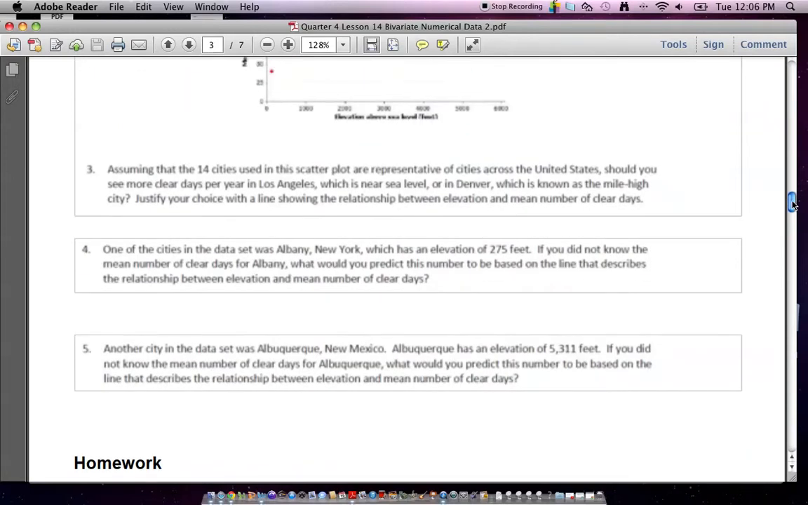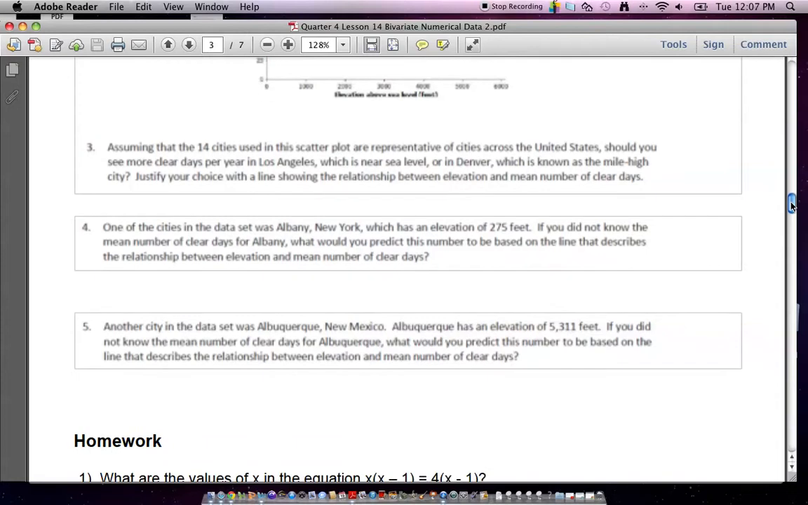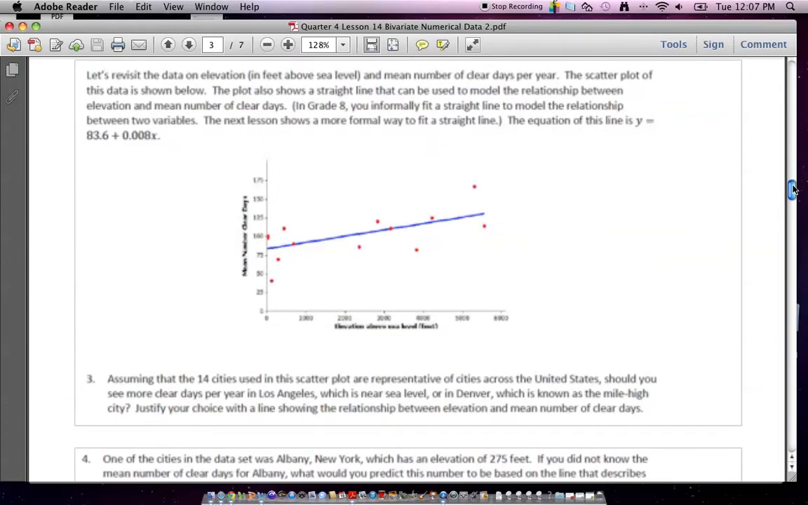Number 5, another city was Albuquerque, New Mexico. It has an elevation of 5311. If you didn't know the mean number of days, how could you predict based on the line? All right, elevation is 5311. So I go to 5311, that's around here, right? So then I can go over here. And I'm looking at somewhere around 125 days. 126.088. Is that what it works out to, 126? Good. Now, that's if you plugged it into the formula. And the other way was if you just eyeballed it and looked it over. And notice they came out to be pretty close to the same thing. Okay? Any questions?